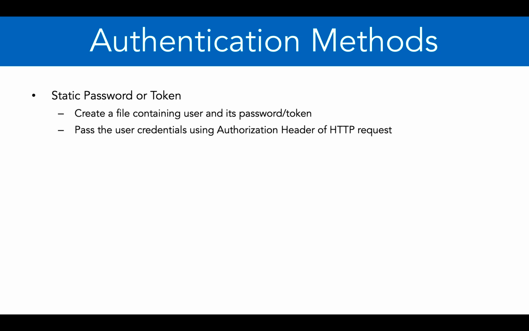Now, whenever we want to authenticate against this static password or token file, we pass the user credential using the authorization header of HTTP requests. So whenever we pass any command like a kubectl command, or an HTTP request corresponding to a kubectl create pod command, let's say, we pass the user ID and password as authorization header. And then it is checked against the static file which is there in the master node.